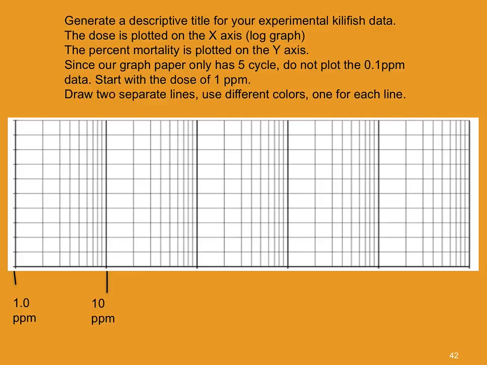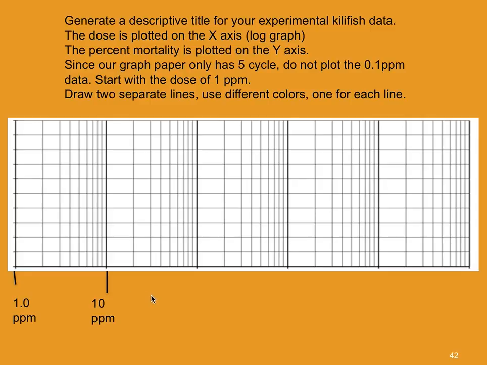So we're going to start on the left with the 1.0, and then we would plot the next one at 10 parts per million, the following one at 100 parts per million. Follow the pattern till you have them all marked, and of course you're going to put the mortality, not the dose, on this axis. So follow the instructions at the top.